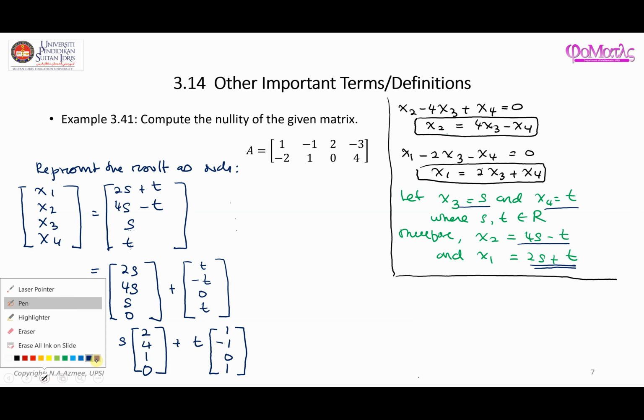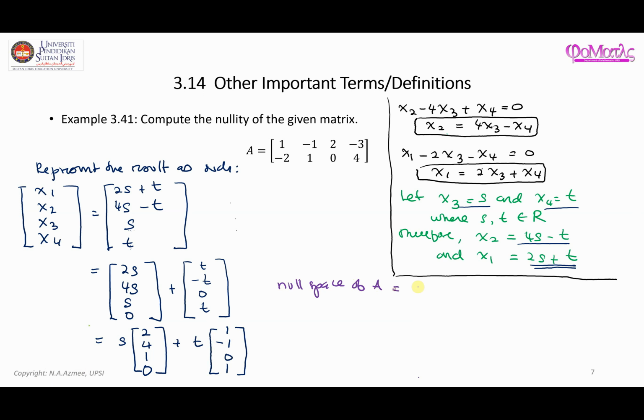Based on the results here, we can say that the null space of A is going to be 2 vectors here. So we're going to combine them together. We use a bracket: 2, 4, 1, 0 and 1, negative 1, 0, 1. So this is the null space of A.